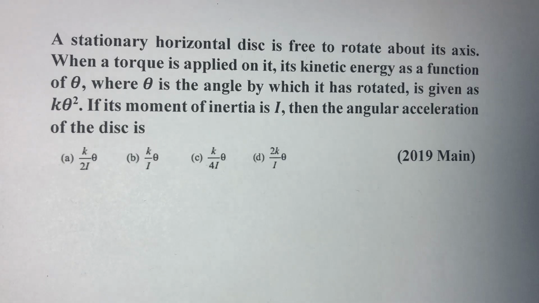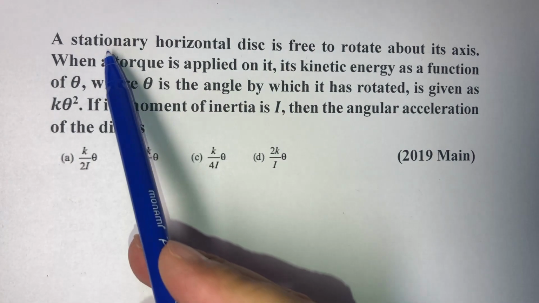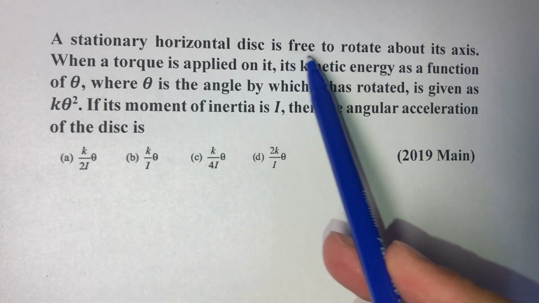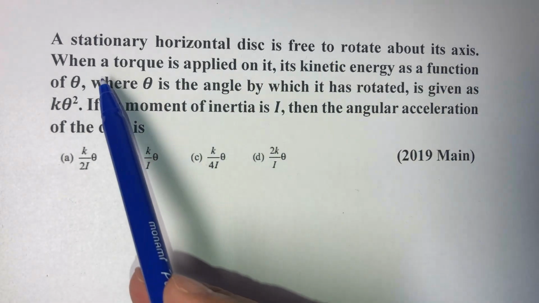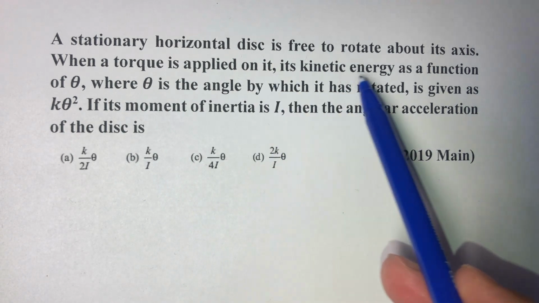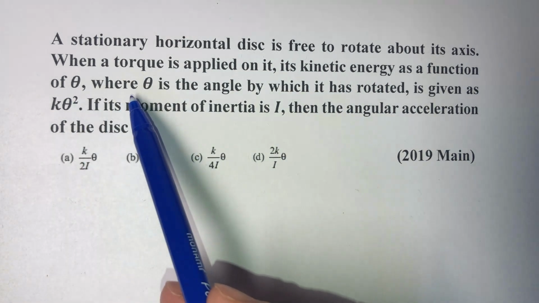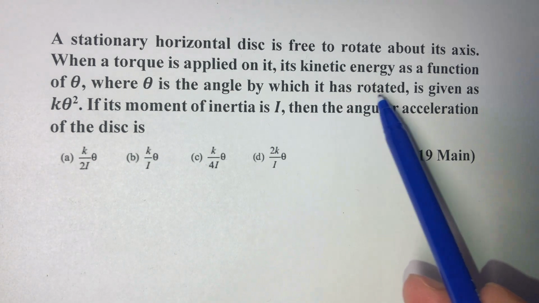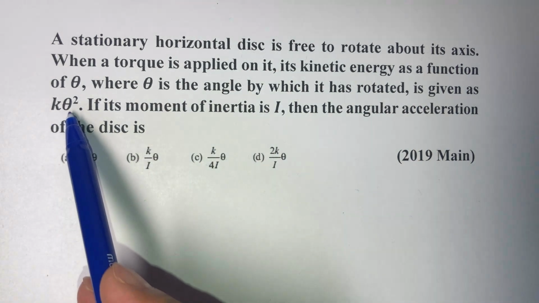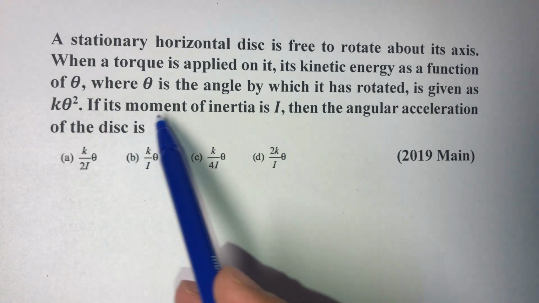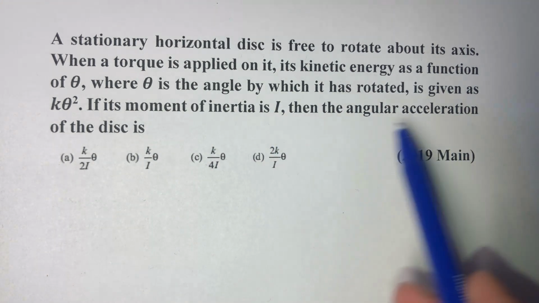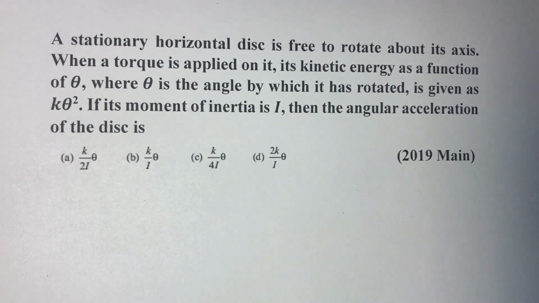Hello friends, in today's question, a stationary horizontal disk is free to rotate about its axis. When a torque is applied on it, its kinetic energy as a function of theta, where theta is the angle by which it is rotated, is given as k theta square. If its moment of inertia is I, then the angular acceleration of the disk is. So we are given a horizontal disk, which is free to rotate, and its kinetic energy is given as a function of theta.